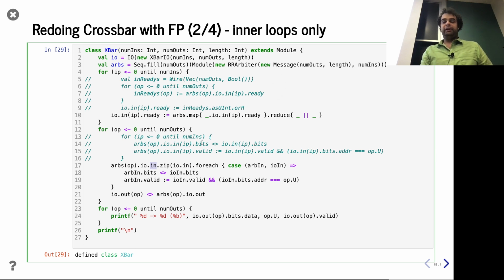And we're zipping that with the inputs to this entire crossbar module. So there's two different sets of inputs, right? There's the inputs to the outer module we're in, and the inputs to the module inside we're talking about. So the two sets of inputs, they are of the same size, right? The arbiter has num-ins inputs. This crossbar has num-ins inputs. They're both, in this case, of the same length. It's just two different sets of inputs. We're zipping them together, so we have the arbiter input and the I/O input. And given those, we can go ahead and connect them up as such.